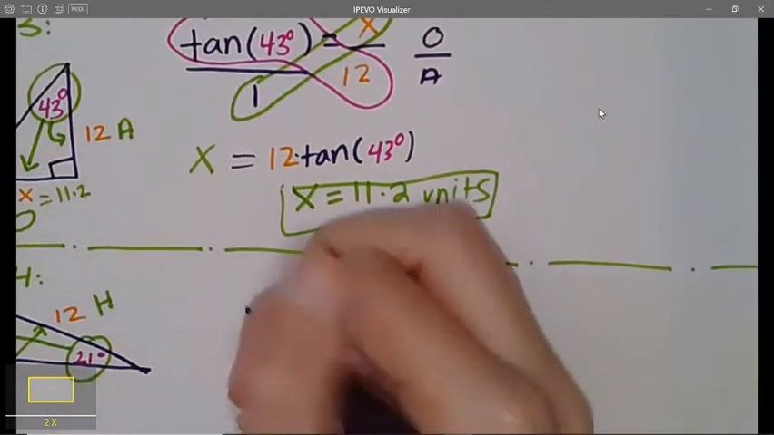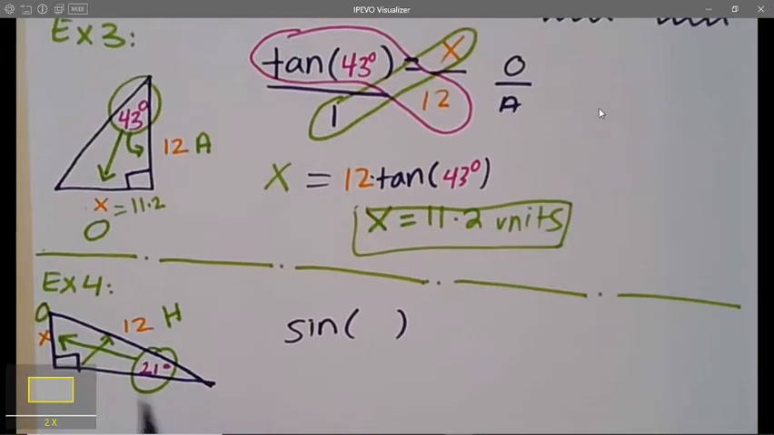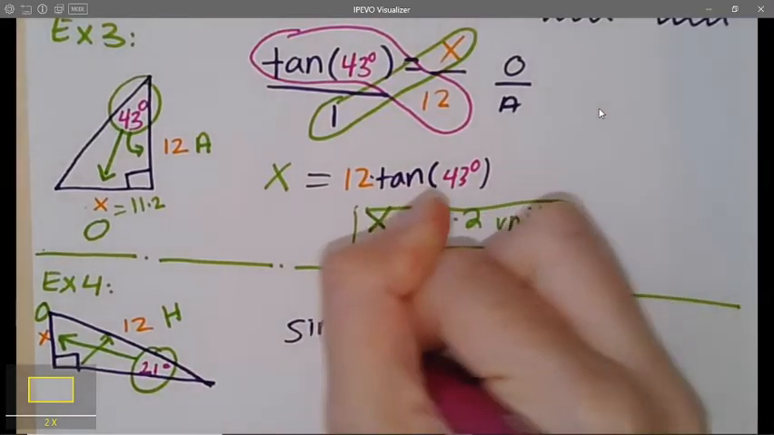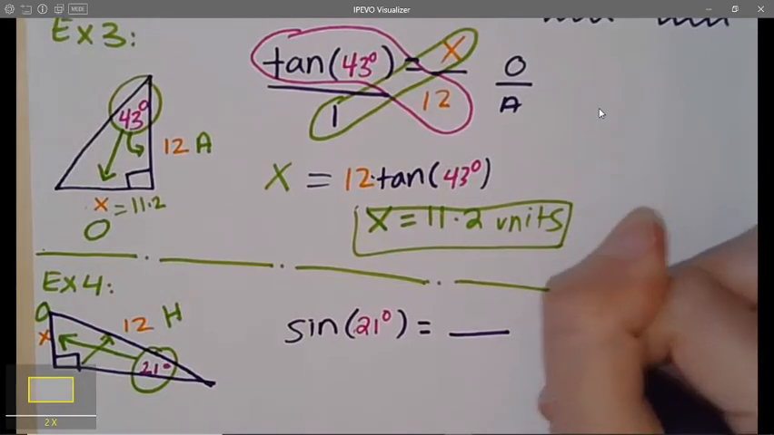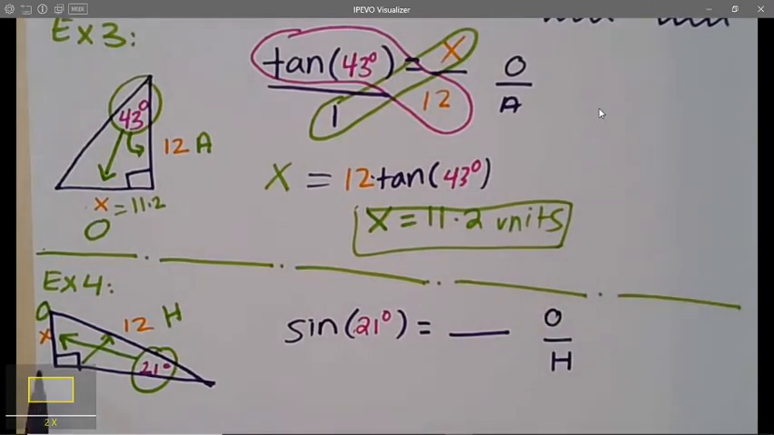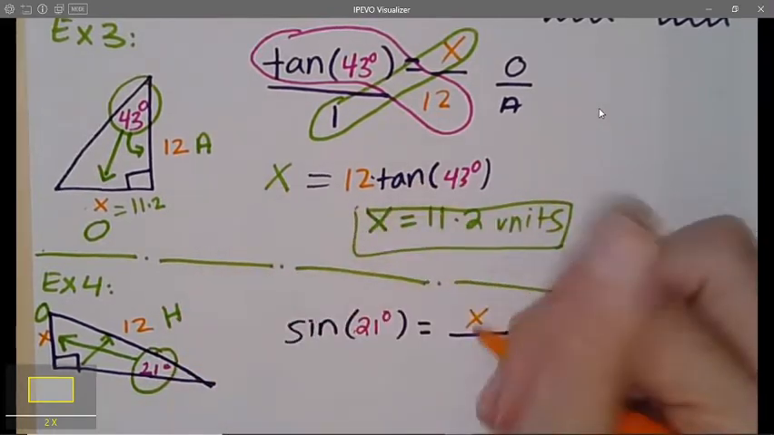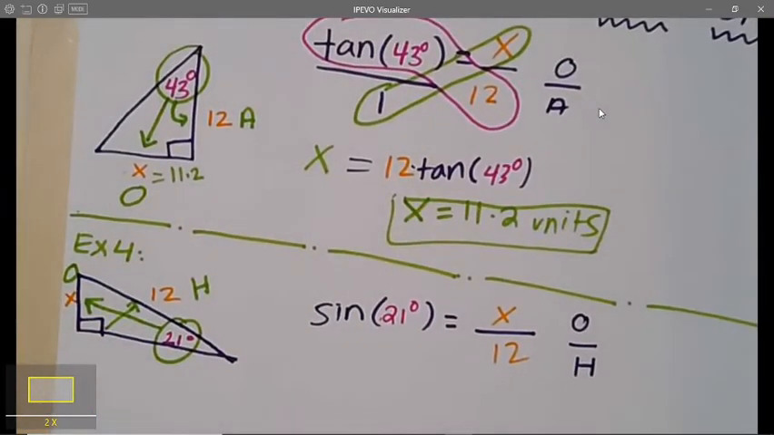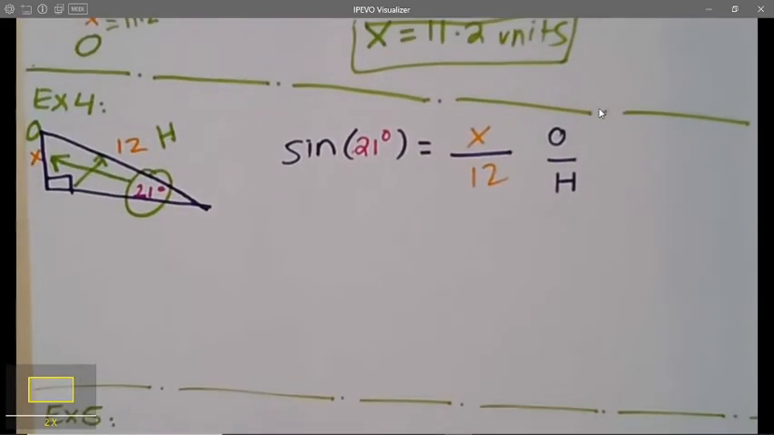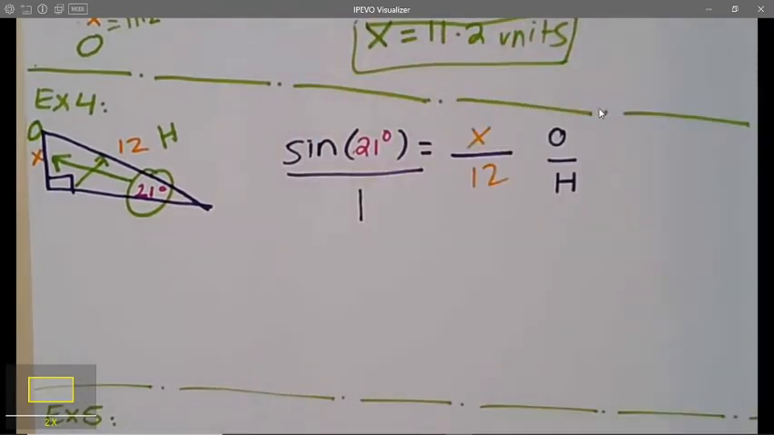So I'm going to say sine. I'm going to put the angle on the inside of the parenthesis, which is the 21 degrees. And that will equal the opposite over the hypotenuse. So the opposite side we said was x, and the hypotenuse side is the 12. Alright, so from here, remember, we're going to write sine over 1, because when we have a fraction equal to a fraction, guess how we solve? We cross multiply.